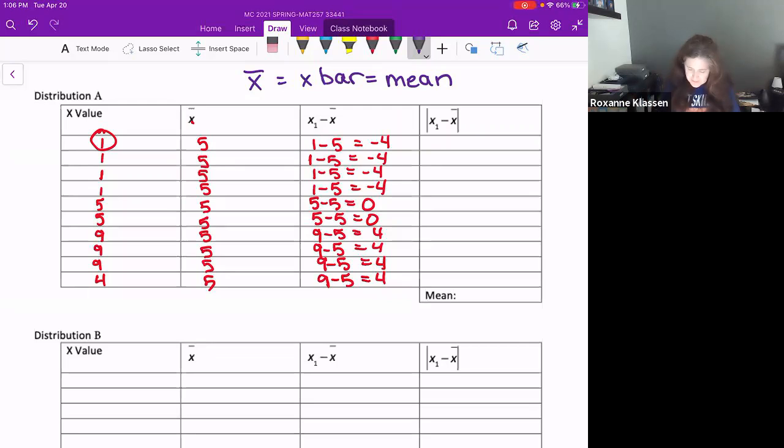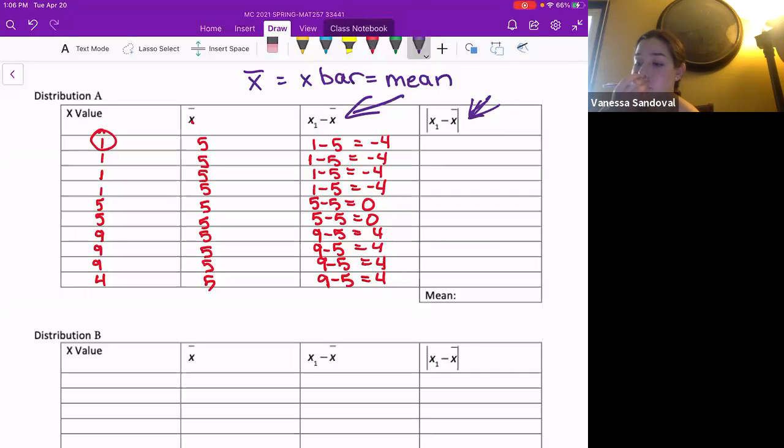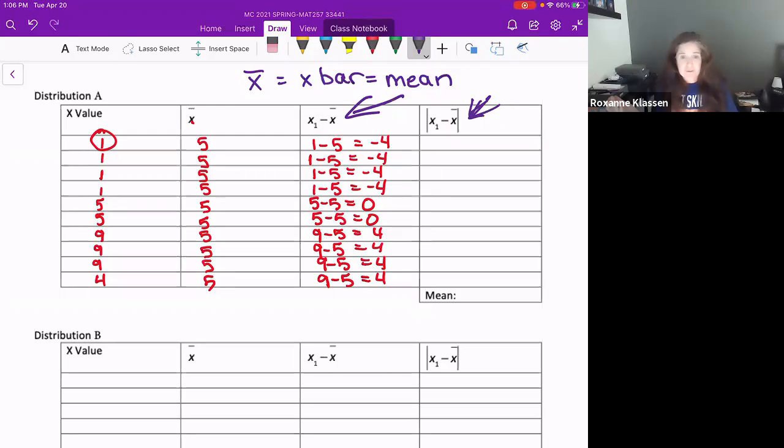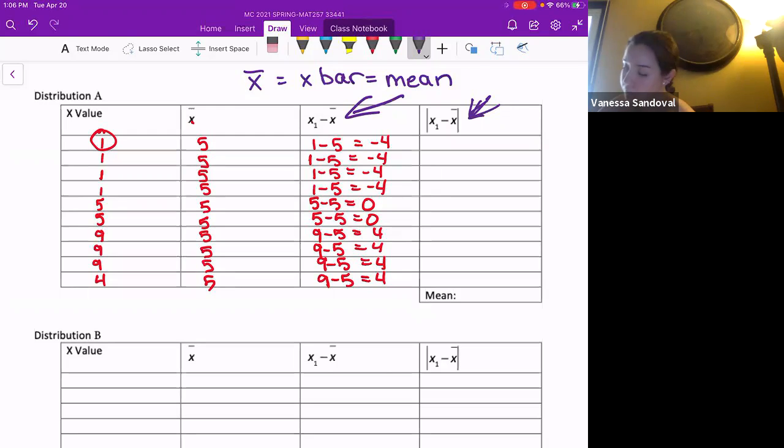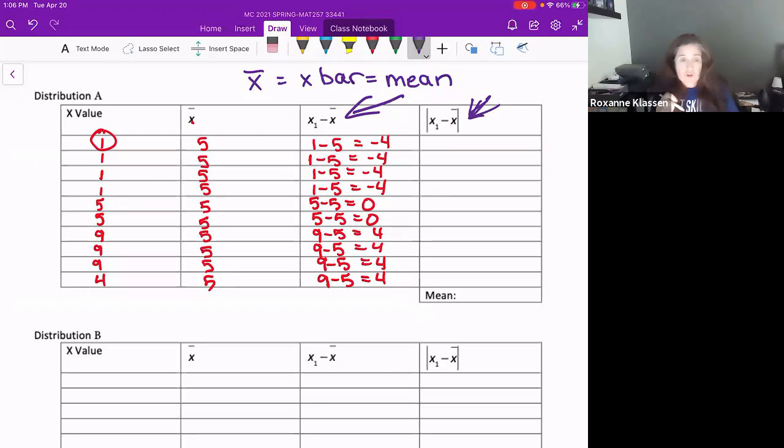Okay, so this last column, do you notice the only difference between this column and this column? What's the difference? It's just asking for the absolute value of what we just did. Perfect, Vanessa. So now remember, it's called mean absolute deviation. So the absolute part is this absolute value that we're doing. All that does is make it positive. Everybody understands that, right? Because remember, absolute value means how far is it? What is the distance? And we don't use negatives when we're referring to distance.